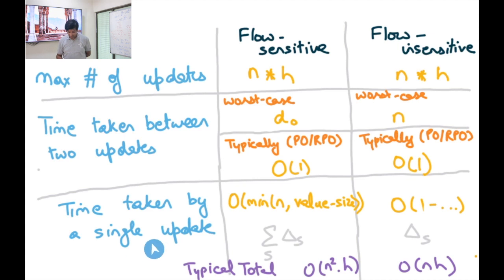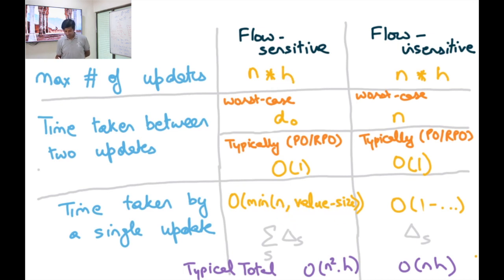But the time taken by a single update can be as high as minimum of n comma value size, because it's a summation of all the delta s's. Whereas in the case of flow insensitive, it is only order 1, say whatever is the maximum delta s for a given statement. And so the typical total time is basically obtained by multiplying n into h with the time taken with the single update, because if you assume that the time taken between two updates is just order 1, then the overall time taken by an algorithm is the number of updates into time taken by a single update, which in this case is n into h into minimum of n comma value size.